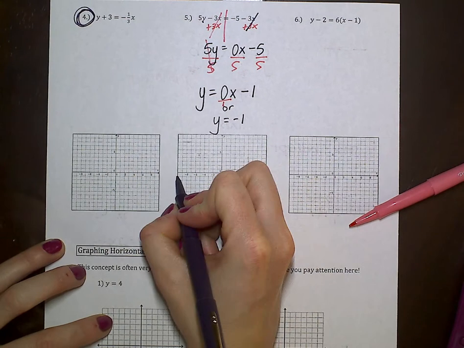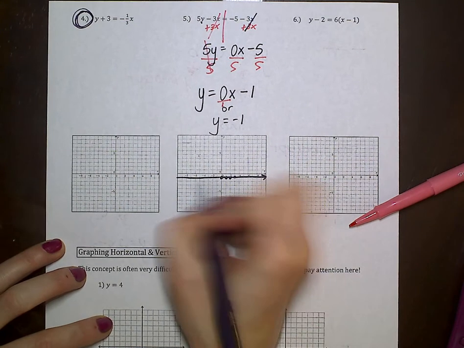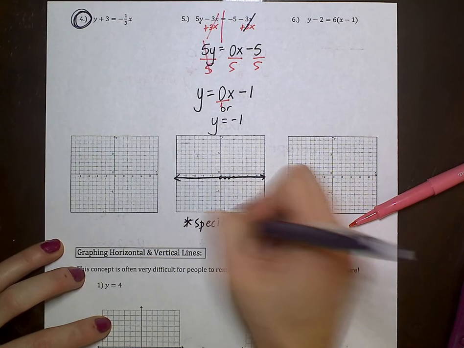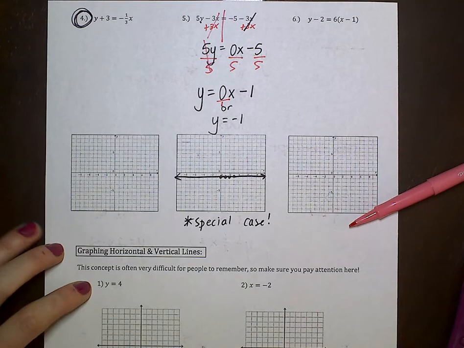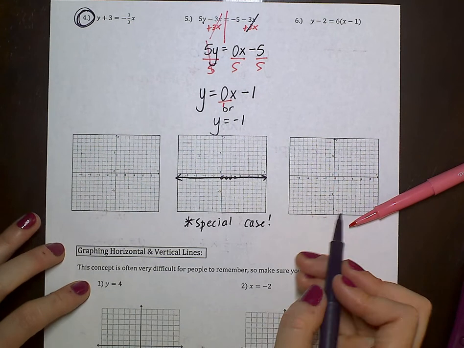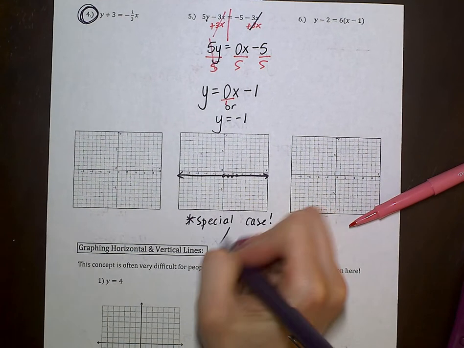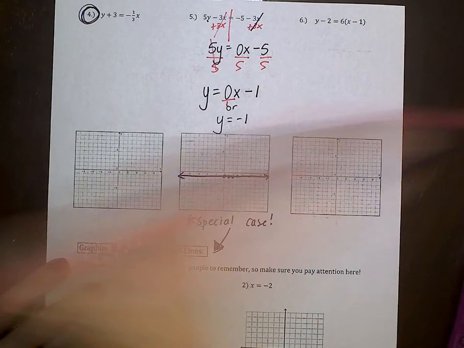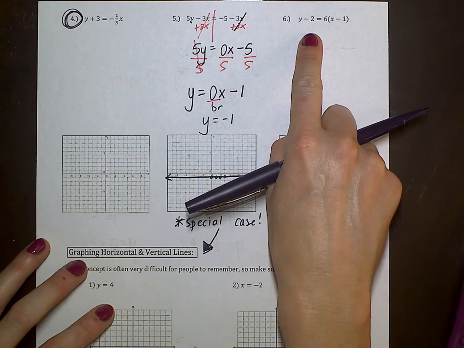This is one of the special cases. It's not that special, but that's what we call it. And notice this is a horizontal line, so this is a special case, which we're going to talk about down here at the bottom. So we'll hold off on that one for now. Let's finish up with number 6 before we get there.